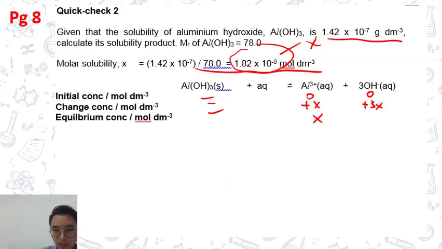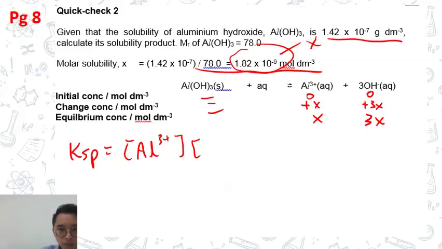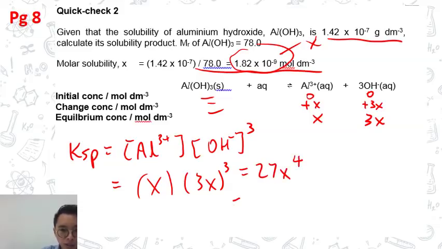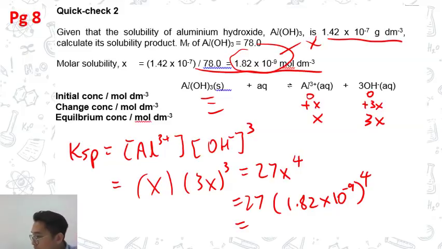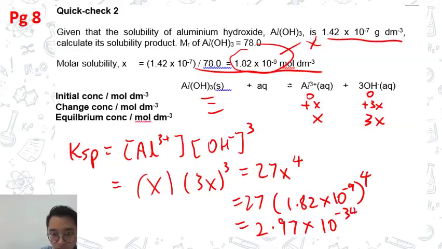At equilibrium, which is at saturation, you have x moles per dm cube of Al3+ and 3x moles per dm cube of OH-. Ksp would be [Al3+] multiplied by [OH-] to the power of 3, which is x times 3x to the power of 3, total is 27x to the power of 4, which is 27 times 1.82 times 10 to the power of minus 9, to the power of 4. Which should give you a value of 2.97 times 10 to the power of minus 34. Units here, because it's Al3+ to the power of 1 multiplied by OH- to the power of 3, total to the power of 4: mol to the 4 dm minus 12.